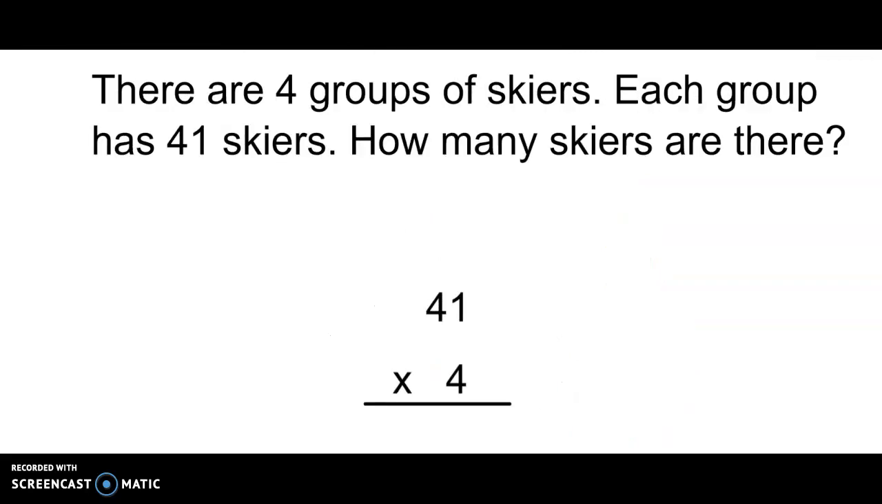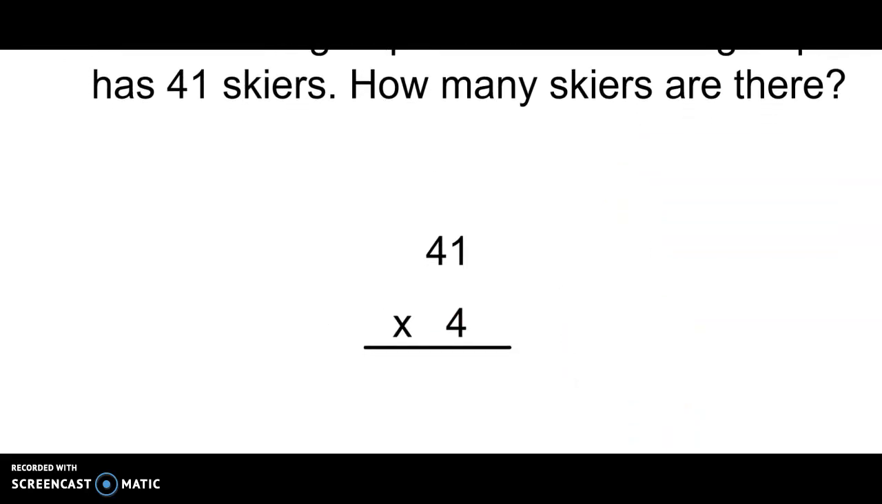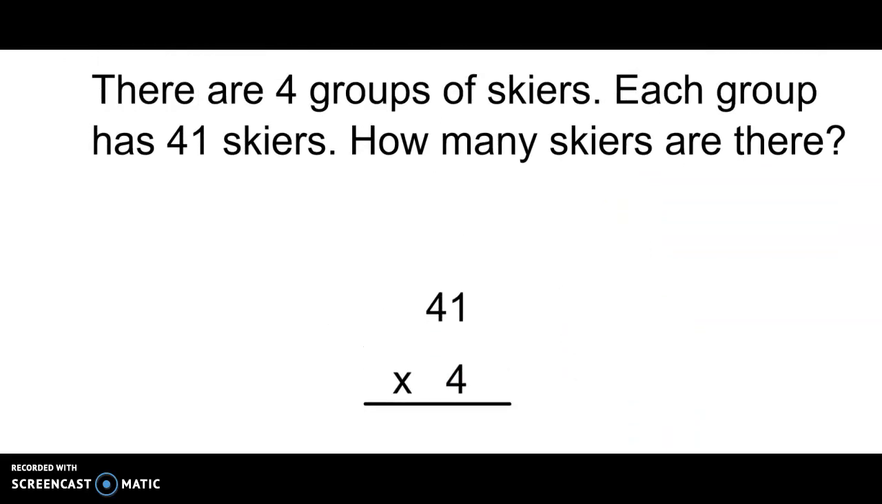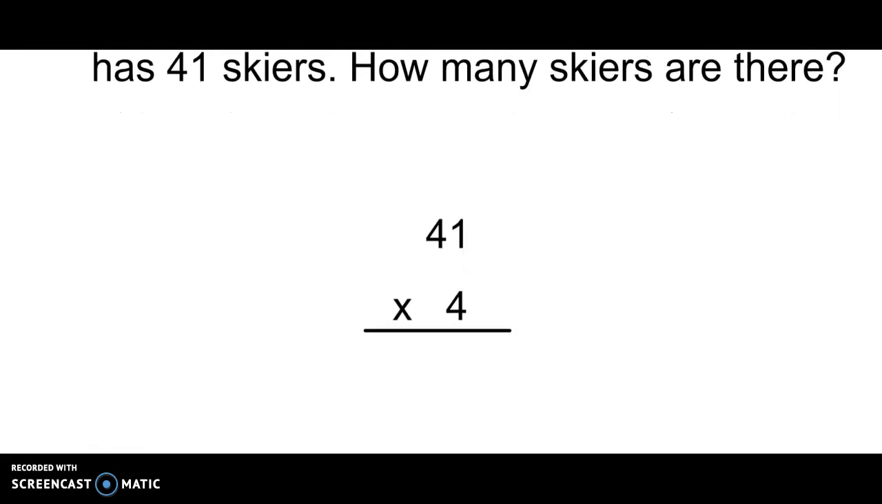Okay, another example. This one's pretty simple. The story is there are 4 groups of skiers, and each group has 41 skiers. How many skiers are there? Well, I only have 1 digit at the bottom, so I'm going to do 4 times 1 and 4 times 4 to get 164. That one I feel is too simple, so we're going to crank this up a notch.